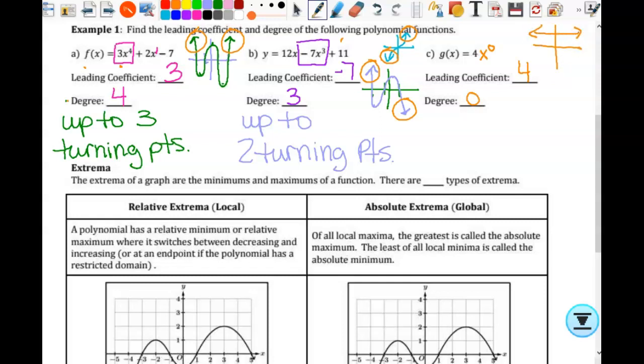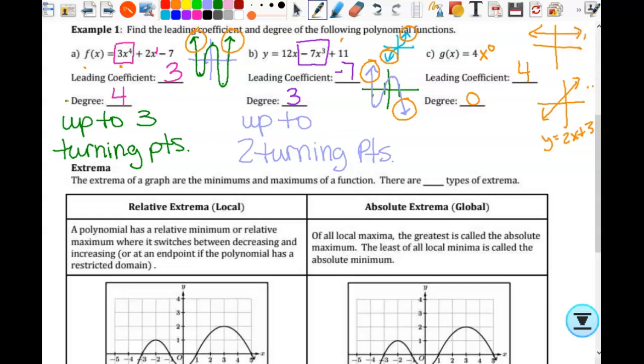Now, even if we had a linear function, well, this is a linear function, but if I had like 2x plus 3 or something like that, 2x plus 3 would look like that, right? And if that was y equals 2x plus 3, what's the degree here? 1, okay?